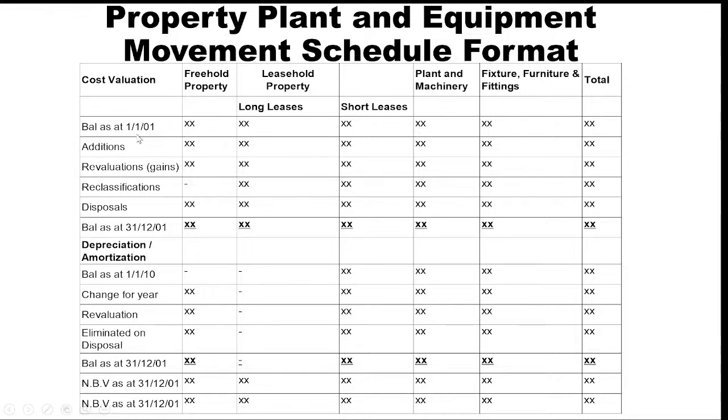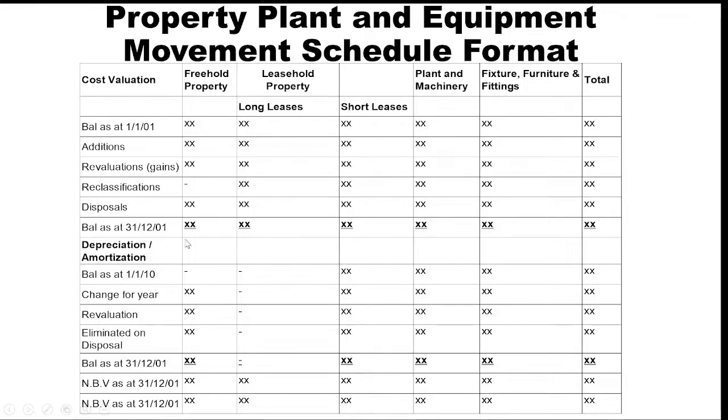We start with the balance at the beginning of the year. We can estimate that it is 1st January 2001. So all the balances of all the properties. For the leasehold, we can have the long lease and the short lease. Then all the additions, any addition that we did, and its total. All the revaluation gains, all the revaluation amounts we did that year. Reclassifications, all the disposals, and then the balance as at 31st December of that year.